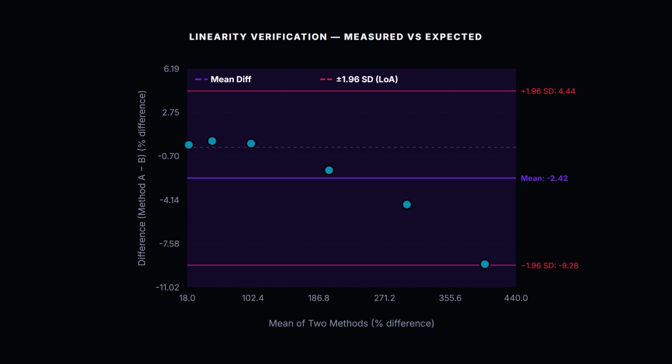Run a dilution series against expected concentrations, plot the difference between measured and expected at each level, and any systematic drift outside your acceptance limits flags the point where your assay leaves its validated linear range. A proper linearity check follows a set pattern. Use a sample or dilution series spanning your full reportable range, run each level in replicate, plot measured against expected concentration, and flag any point where the deviation exceeds your predefined acceptance criteria.